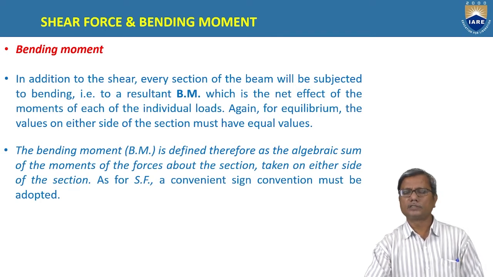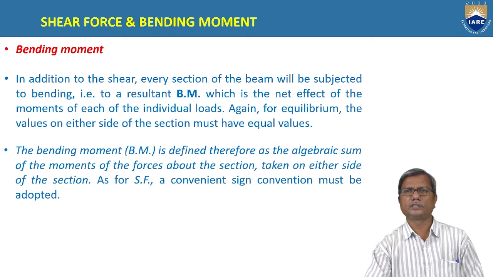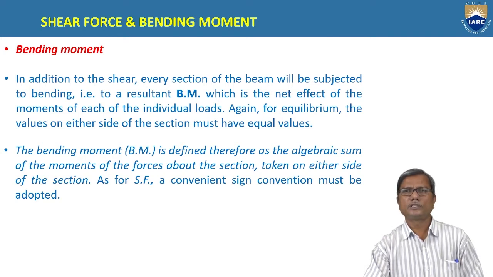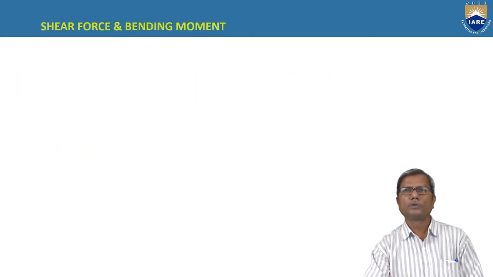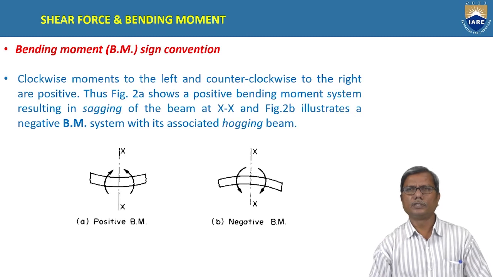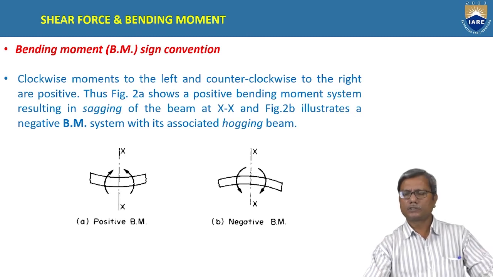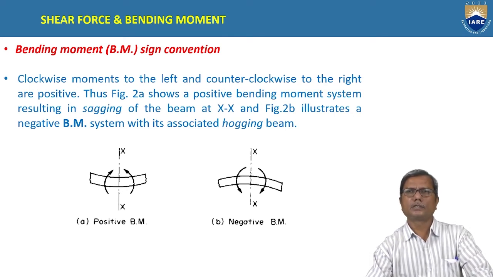The bending moment is the internal stress developed at any section resisting the external moment due to the applied loads. The sign convention for this bending moment is shown in the figure here. The forces which cause upward bending or sagging are considered positive, and the forces which cause downward bending or hogging are considered negative.